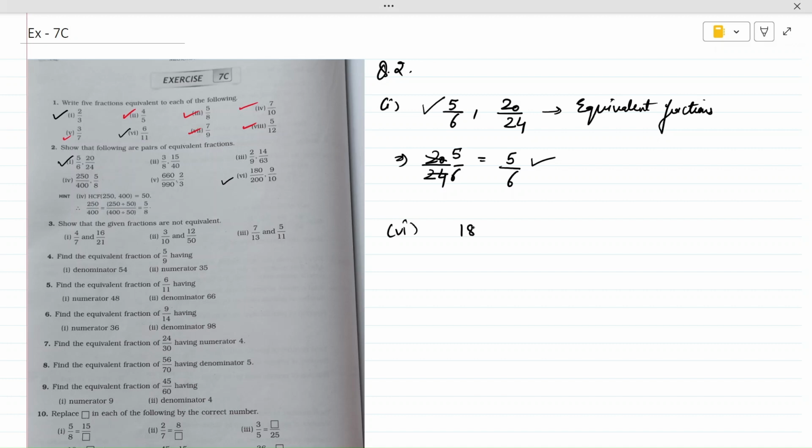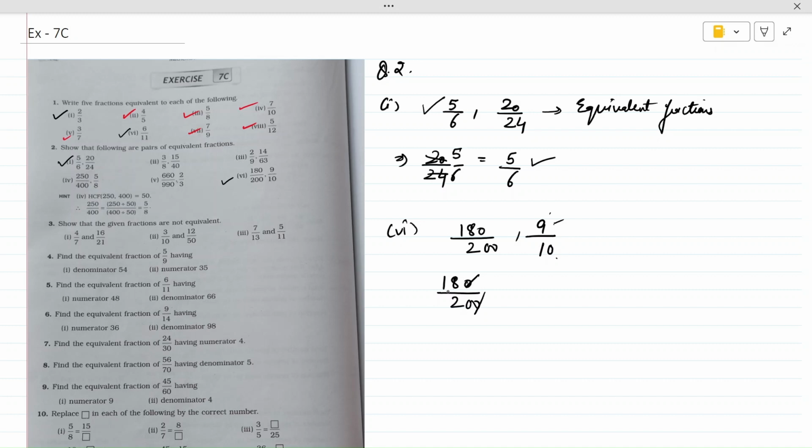Sixth part we have 180 by 200 and 9 by 10. 9 by 10 doesn't have any factor common, so this is already simplified. Coming to 180 by 200, this 0 and this 0 can be cut. So we have 18 by 20 now.